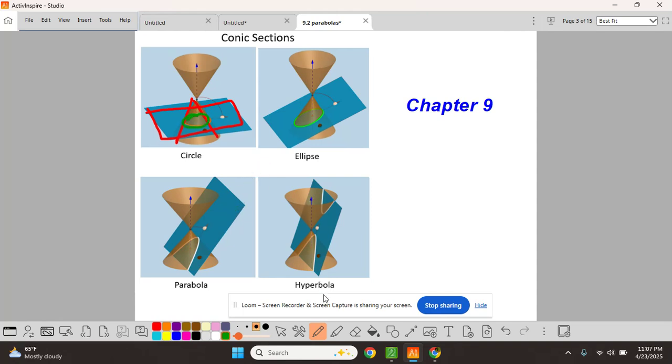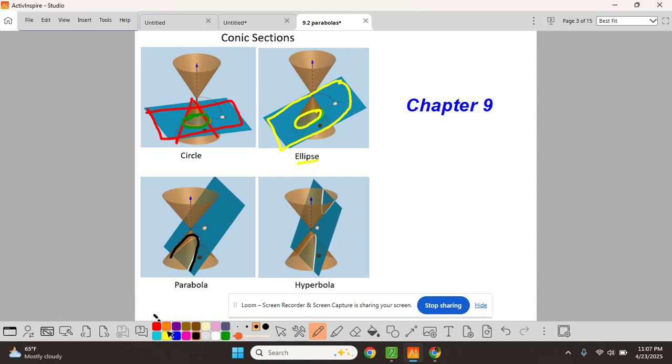And let's say you tilt the knife a bit so it cuts through one side and exits the other. Now, this is a tilted cut. You make here an ellipse. And let's say you cut parallel to one side of the cone, the knife slants the same way the cone wall does, then that's where you make a parabola.